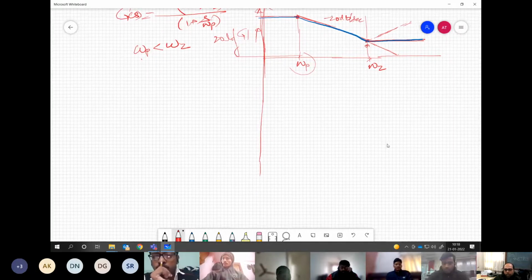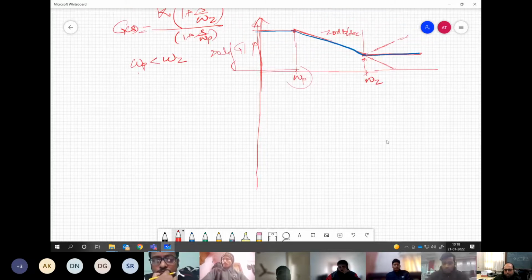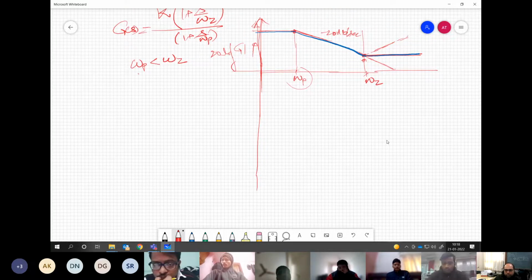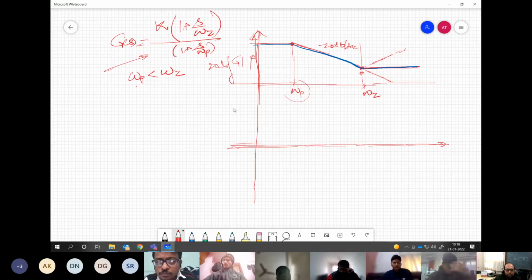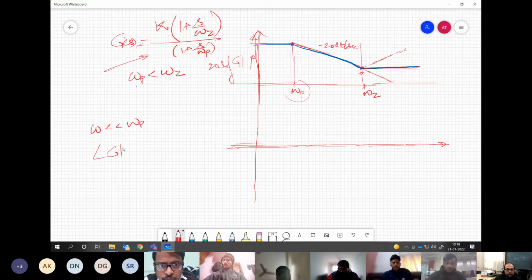Now, when we draw the phase plot of this system, see, ultimately, if you guess from here, from the transfer function, if your omega is very, very much less than omega p, what should be the phase of the system?